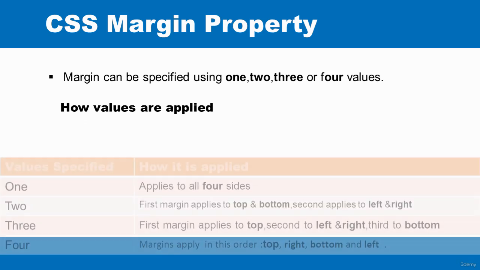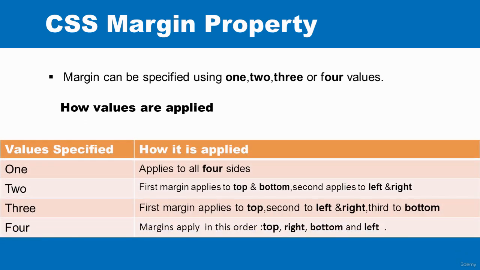So this is a table. Say if you have just one value specified, that value is applied to all the 4 sides of the margin. If you have 2 values specified, the first margin applies to the top and the bottom. The second applies to the left and the right. When there are 3 values specified, the first margin applies to the top, the second goes to the left and the right, and the third goes to the bottom.